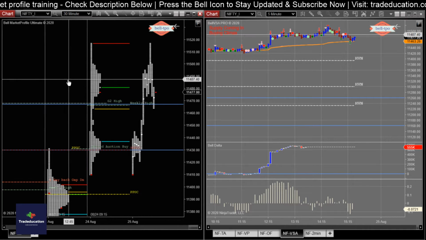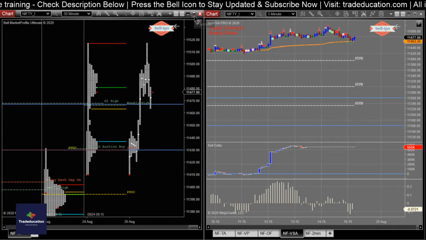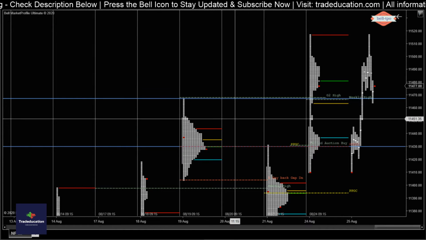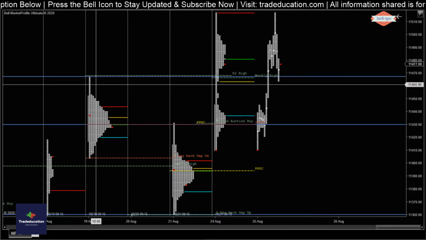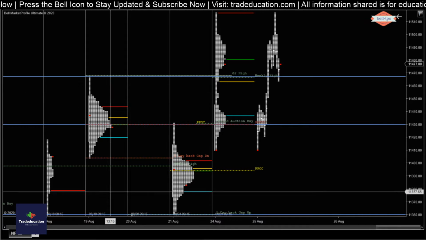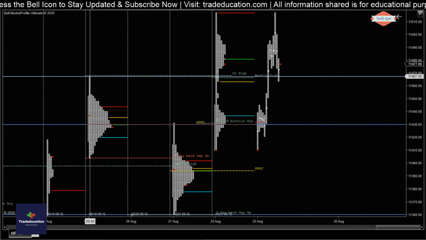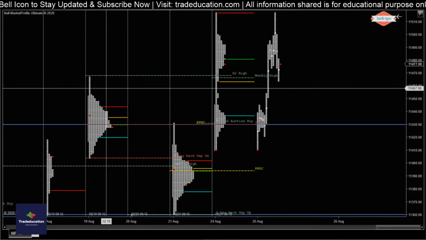Okay, so if we look at the market profile chart, some of the references which I shared was this single print excess, which was on the 18th, 19th of August, and this was also the G2 high.